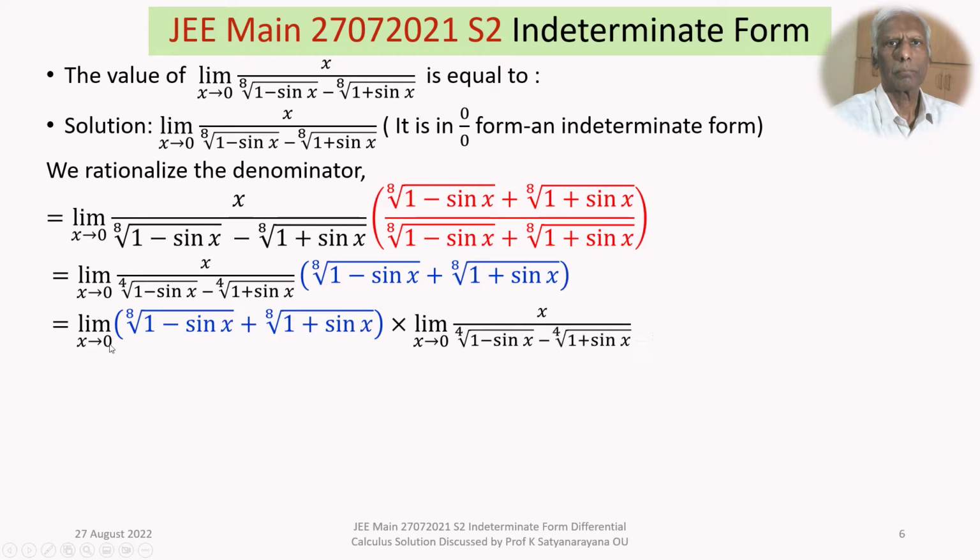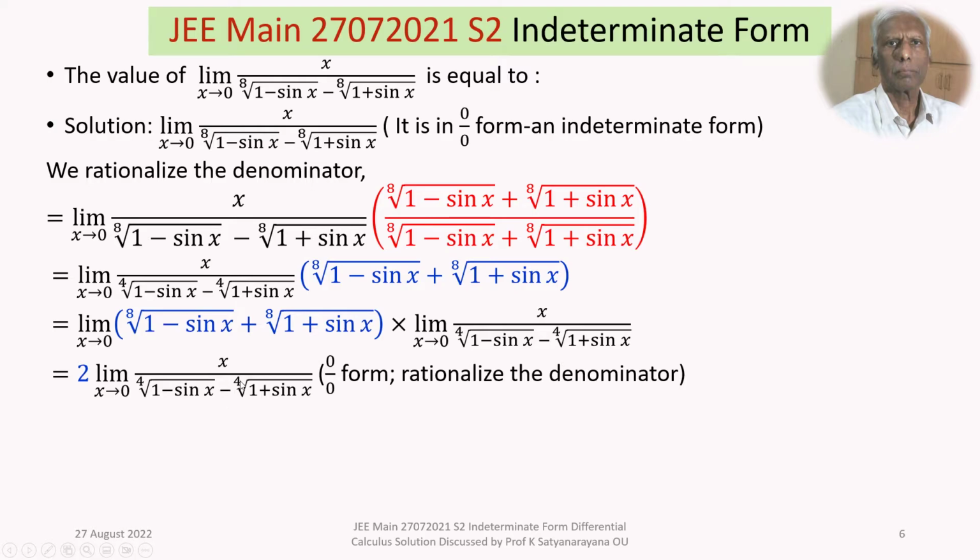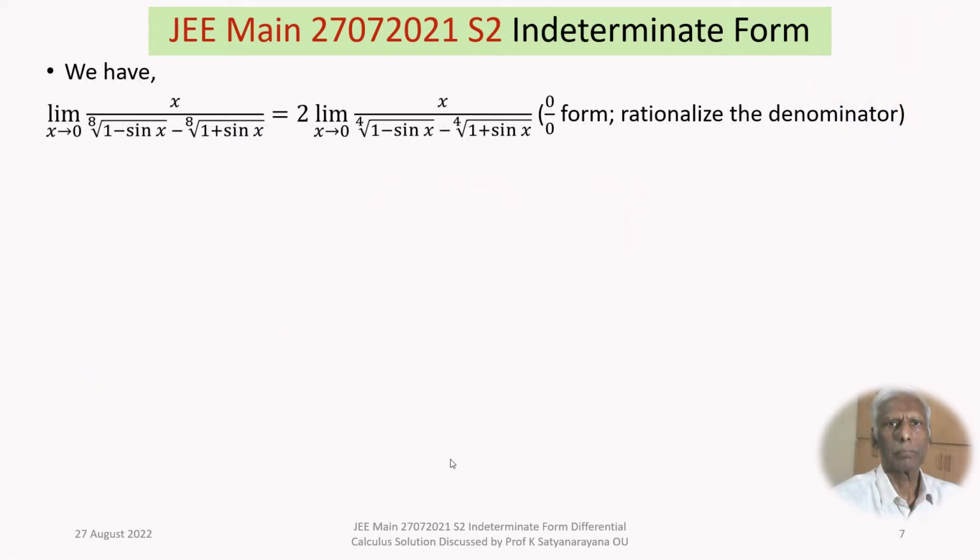And the limit as x tends to 0 of this one, the 8th root of 1 minus sin x plus the 8th root of 1 plus sin x, is 1 plus 1, 2. And 2 times this one: limit as x tends to 0 of x by the 4th root of 1 minus sin x minus the 4th root of 1 plus sin x. As x tends to 0, it again takes the 0 by 0 form. We rationalize. To rationalize, we will multiply and divide by the 4th root of 1 minus sin x plus the 4th root of 1 plus sin x. We do it in the next slide. So that is 2 times.